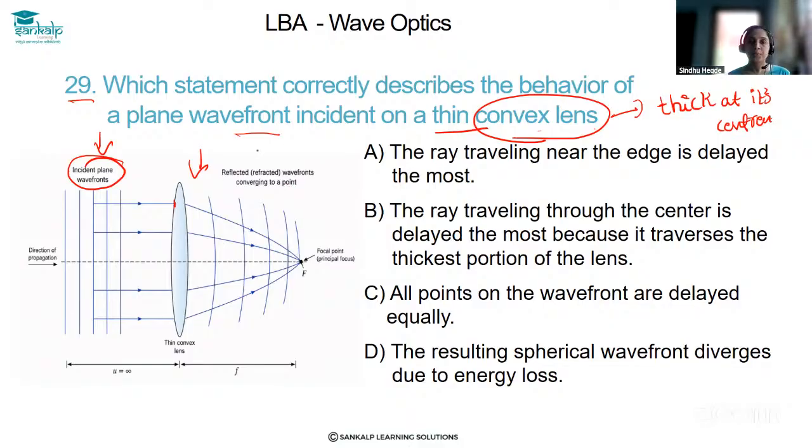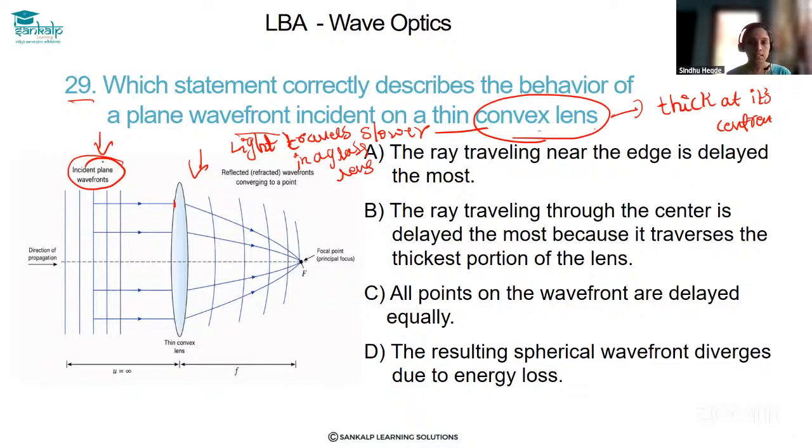Here you have to remember one thing: light travels slower in a glass lens than in air. Compared to air, light always travels slower in a glass lens. Here the light is incident on this glass lens, that is the thin convex lens. This thin convex lens is always thick at its center and thin at its edges.